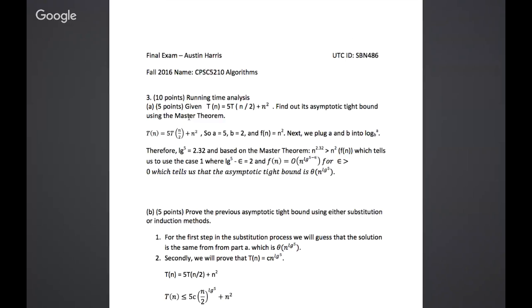Based on the master theorem, we see that n to the 2.32 is greater than f(n), or n squared, which tells us to use case 1, where log 5 minus epsilon is equal to 2. So f(n) equals big O of n to the log 5 minus epsilon, for epsilon greater than 0, which tells us that the asymptotic tight bound is big theta of n to the log 5.